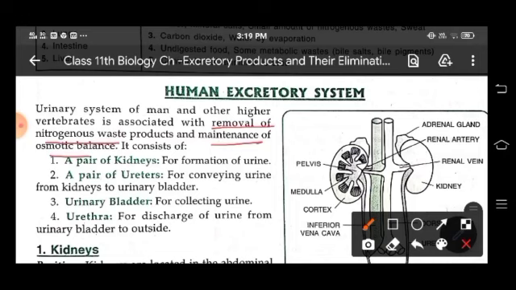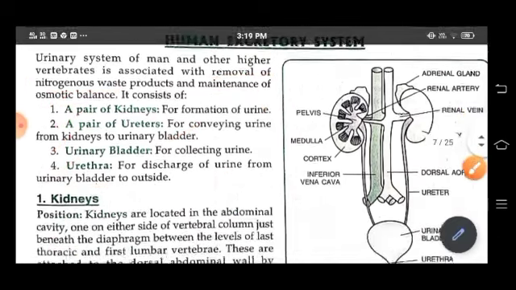There are four main parts which make up the human excretory system. They are a pair of kidneys, which form the urine; then a pair of ureters, which transport this urine from the kidney to the urinary bladder; then the urinary bladder, which is meant for storing this urine; and the urethra, which is the passage for the discharge of urine from the urinary bladder to the outside. So let's come to kidneys.